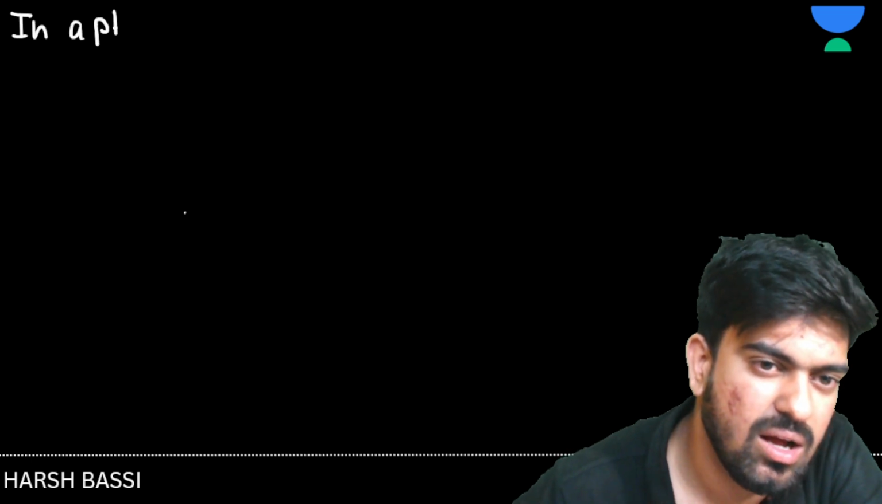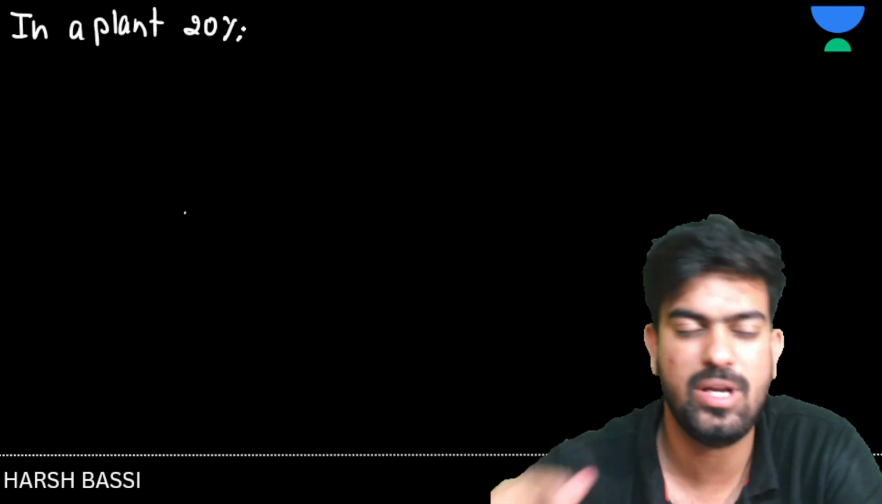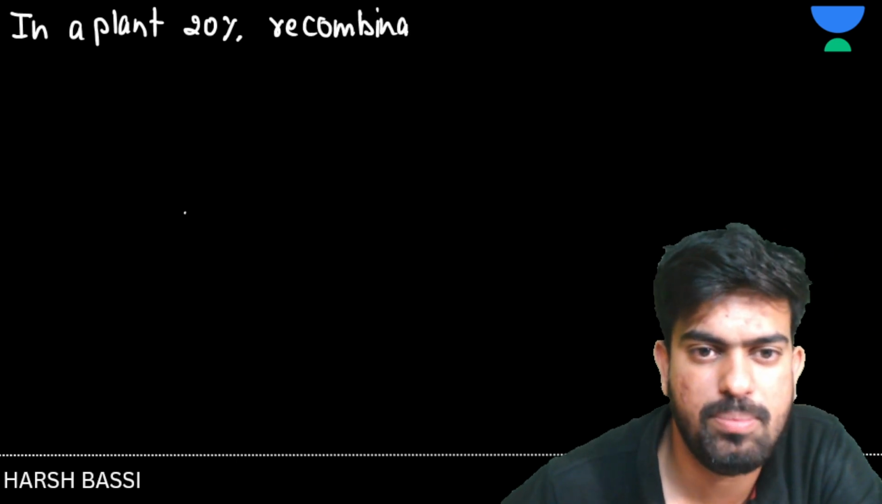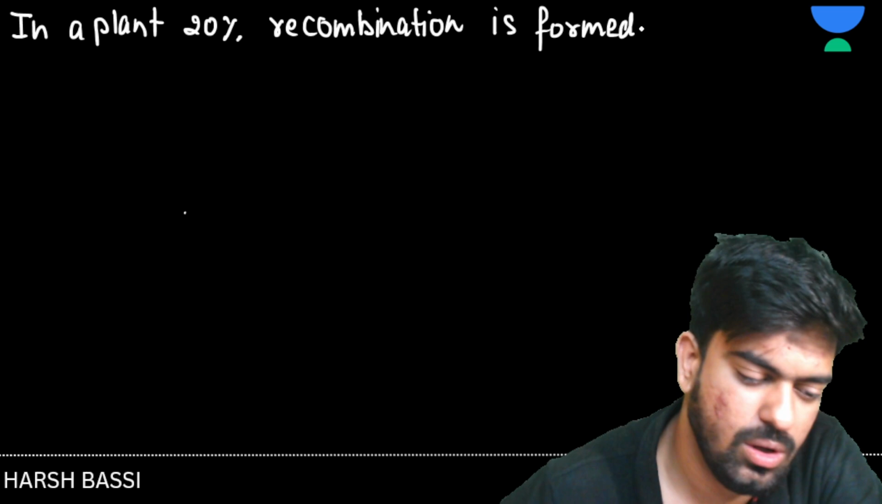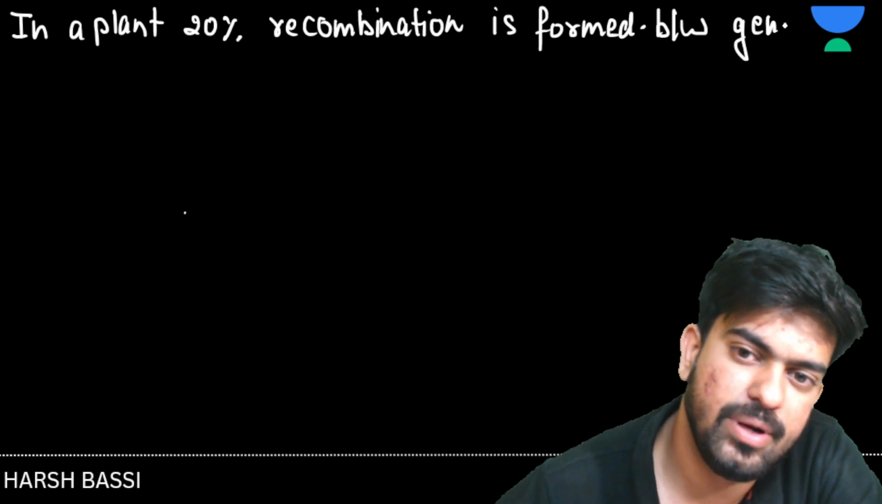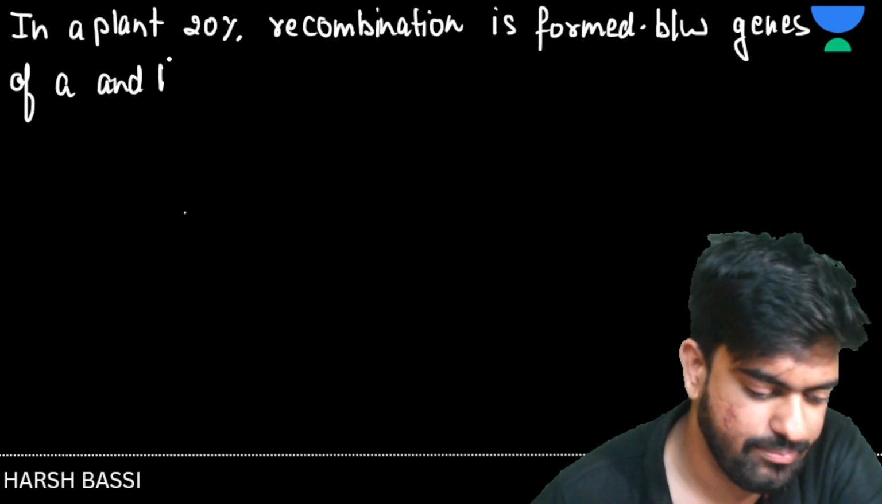So, let's have the other question. The other question says, should I give this question a little hard? Okay, okay. See, in a plant, 20% recombination is formed. Okay, how many percent recombination is there? 20% recombination is found or formed. Okay, great, sir. Between which genes? Between genes small a and small b.